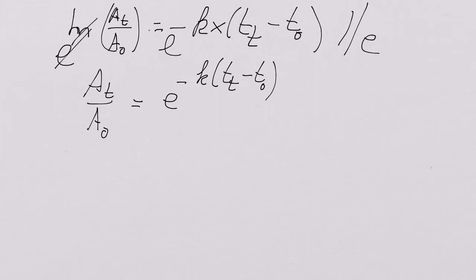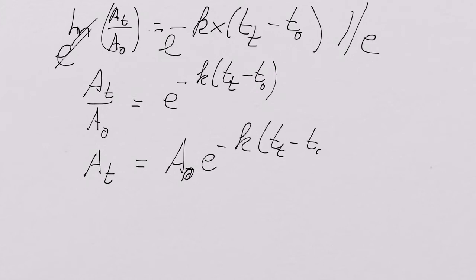Or if I'm looking for at, all I need to do is multiply both sides by a0, and I get at equals a0 times e to the minus k times t minus t0. Yeah? So hopefully I haven't done anything illegal mathematically or weird or something like that.